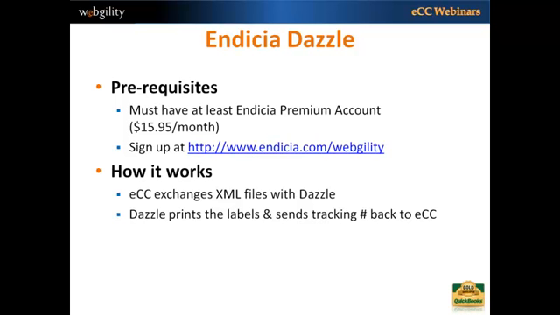Just like UPS WorldShip, with Endicia Dazzle, eCC exchanges XML files with Dazzle. And Dazzle then prints the labels and sends the tracking number back to eCC. With the help of this integration, you can easily generate USPS shipping labels. And Dazzle is a pretty powerful application that provides you several options in terms of layouts and also international shipping labels. So we'll talk a little bit more about that in the next steps.